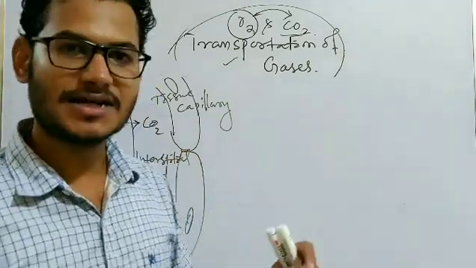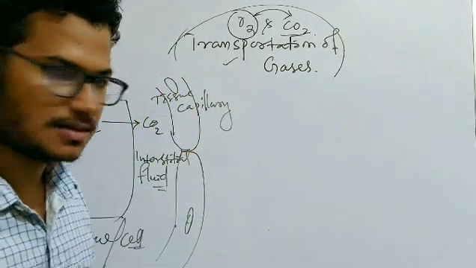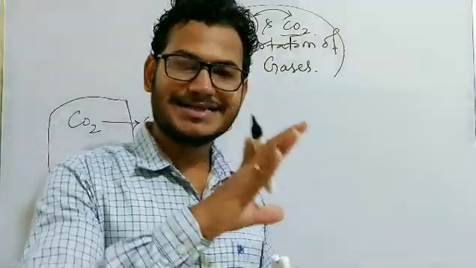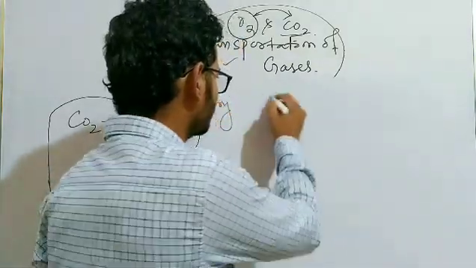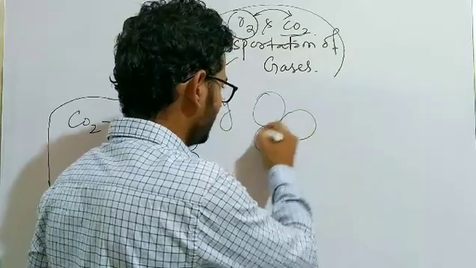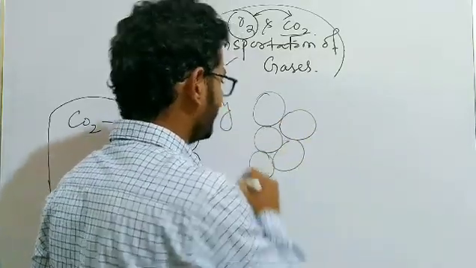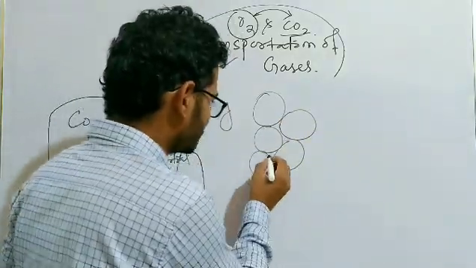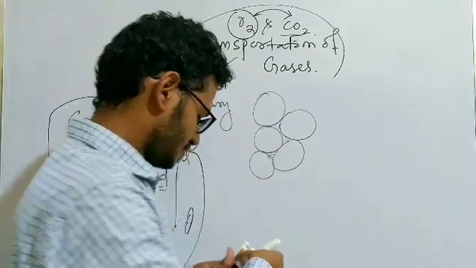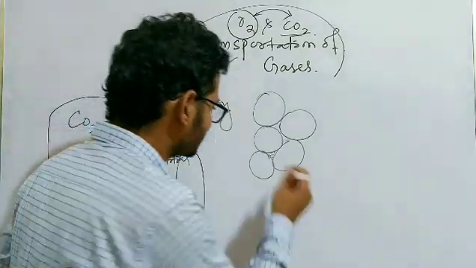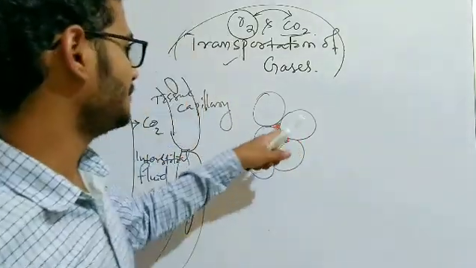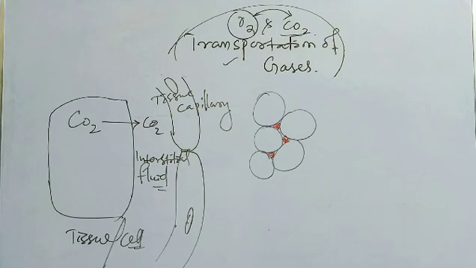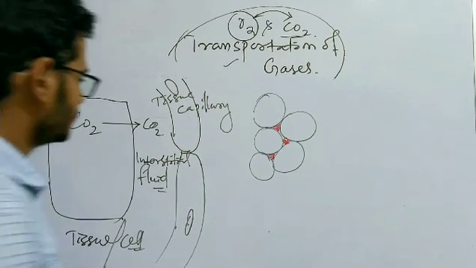It is the fluid present between different cells. So it is the interstitial space between two cells or a number of cells. If these are different cells, then the space between these cells is known as the interstitial space. So you can see here, this is the interstitial space, this is the interstitial space. Okay, so the fluid present in this region is known as the interstitial fluid.